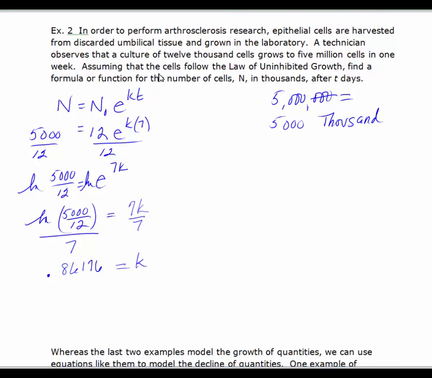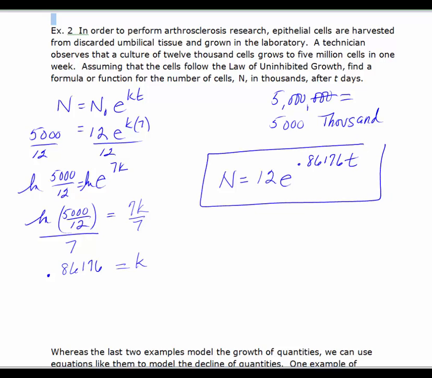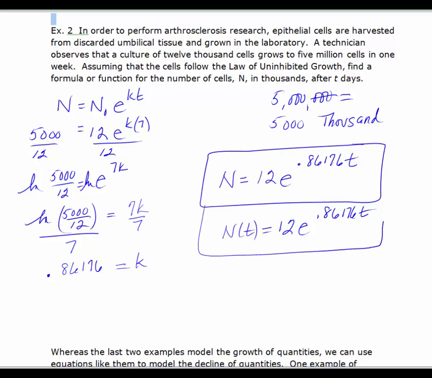Okay, and we were asked to find a formula or function for this, and so now we have N is equal to N sub 0, the initial amount, and that is not going to change. For this particular scenario, the initial amount is 12. So N equals 12e to the 0.86176t. And now I can use this formula to answer any questions I would like. You could also write it in function notation and say N of t is equal to 12e to the 0.86176t, since N is a function of time.